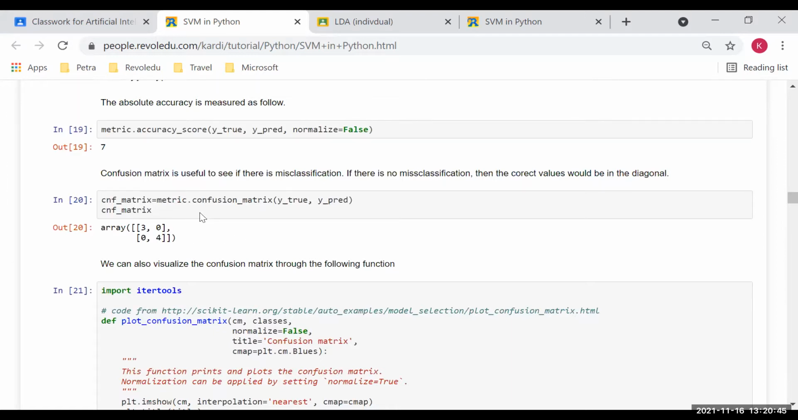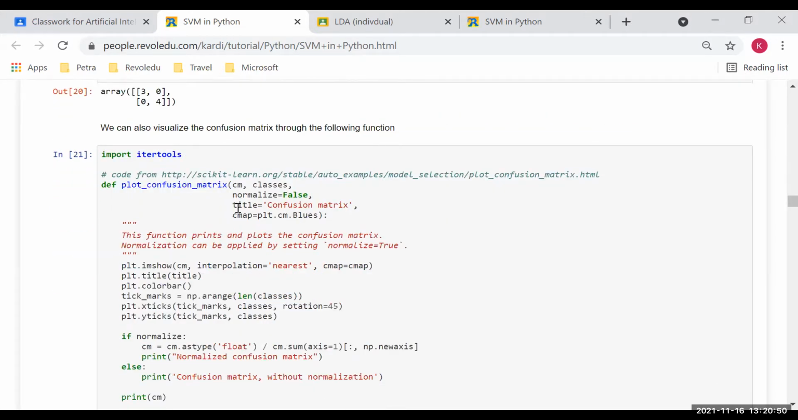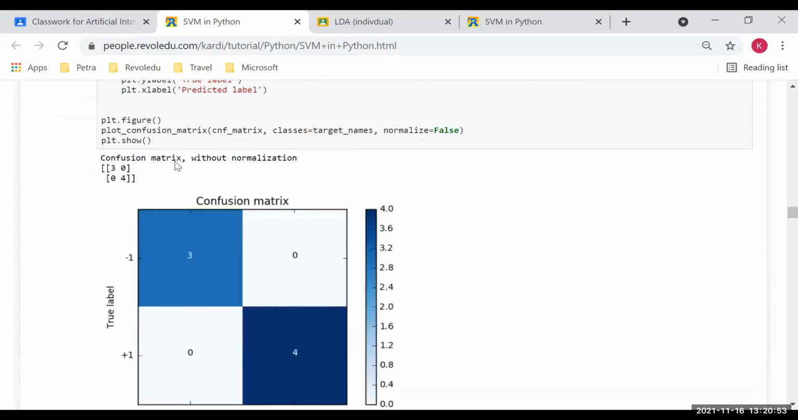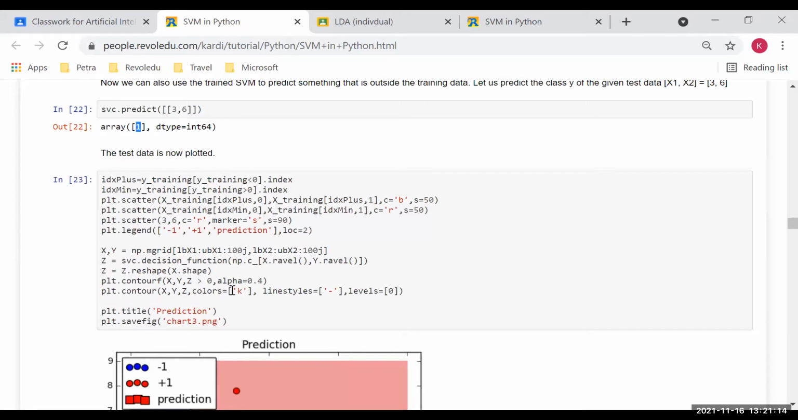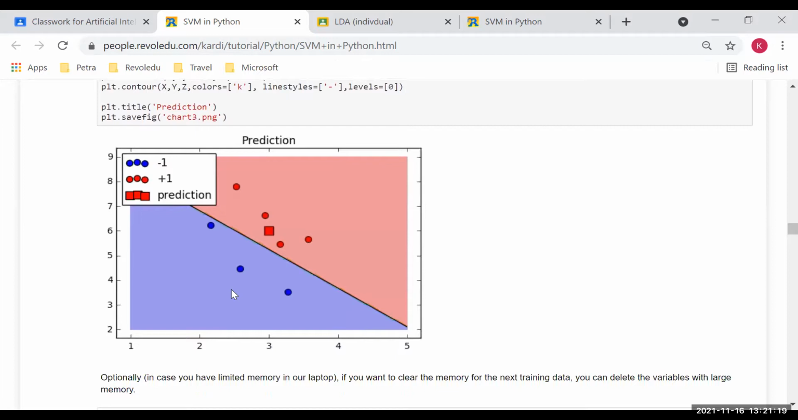And the confusion matrix you can also check. Okay. If you want, you can also visualize that confusion matrix. This is optional. So suppose you have new data, okay, with this 3 and 6, then you want to predict. So this is the result, 1. 1 is positive, right? -1 is negative. Remember, in SVM, the output is binary. Okay, either 1 or -1.